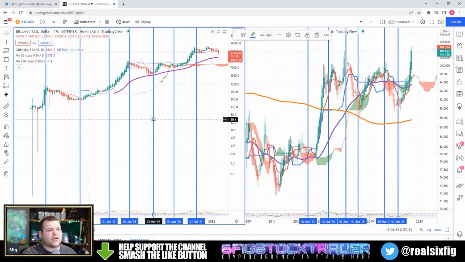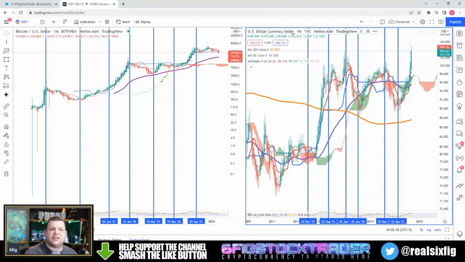Let's get back to the charts. I'm going to do a quick little explainer here. We got Bitcoin on the left side. We've got the US dollar currency index, also known as the DXY, on the right side. Both charts are 1 month, as you can see. Now, I thought it would be fun to just start right from the beginning of Bitcoin, so you guys can really bite down on how important this stuff is.